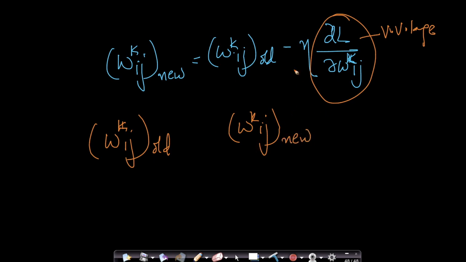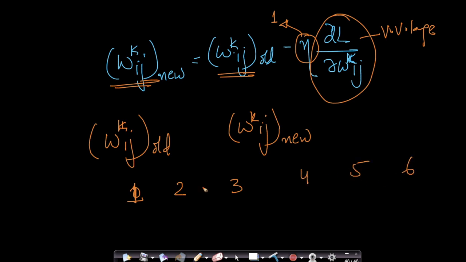Because this is a large value, you're subtracting, so let's assume your learning rate is 1, just for simplicity. Then what happens? Because this value is very large, your old value and new value change a lot, which is okay in the initial stages. But let's assume I'm running iteration 1, iteration 2, iteration 3, iteration 4, iteration 5, iteration 6, etc. From one iteration to the other, my weights will change massively.